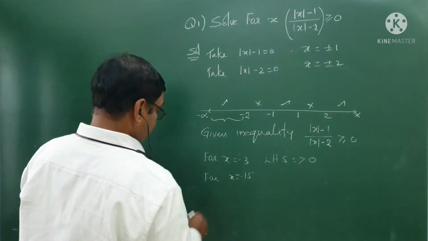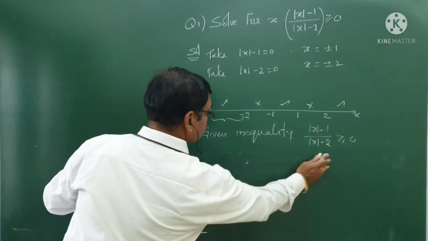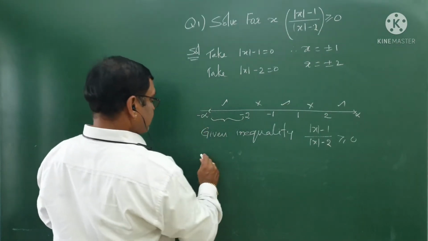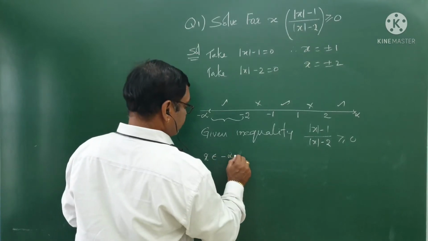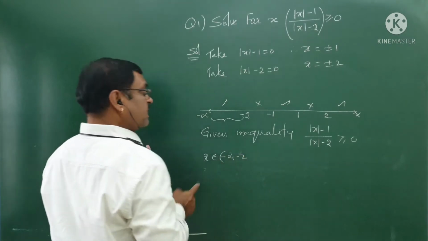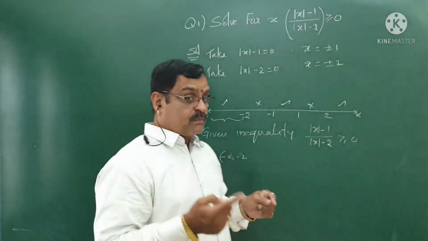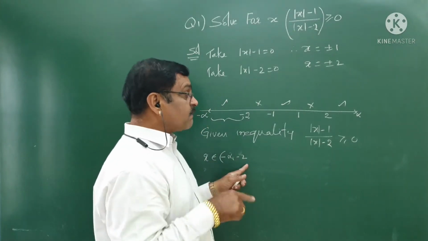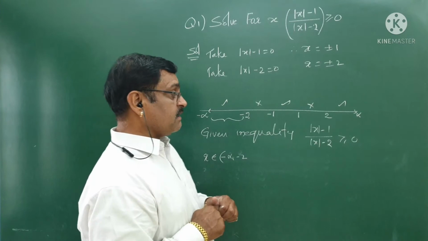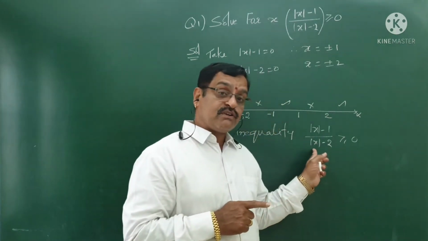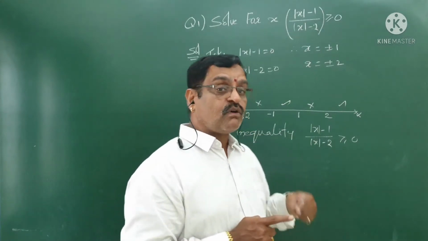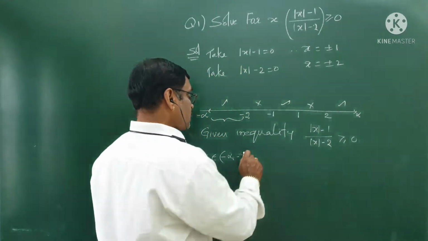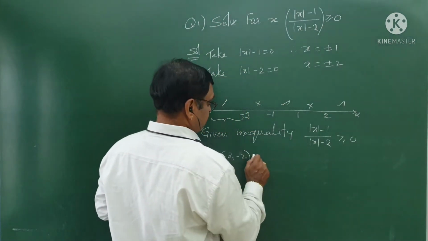Therefore, the answer is x belongs to the first one, minus infinity to minus 2. Minus infinity side open interval, minus 2. Can I take minus 2? No, I can't take it. Why? Because mod of minus 2 is 2, 2 minus 2 is 0. Anything by 0 is not valid. So I can't take minus 2, so minus 2 side also open interval.